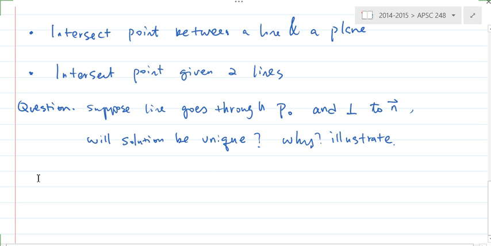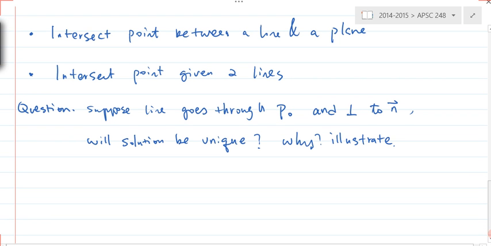So let's just say first word. What do you think? Will the solution be unique? Okay, most of you say no, right? So how would you illustrate based on the given condition? Maybe I'll just draw it here, see if yours is the same as mine.